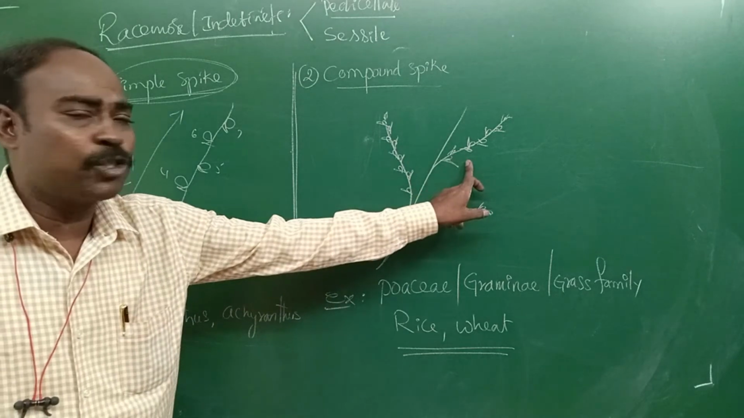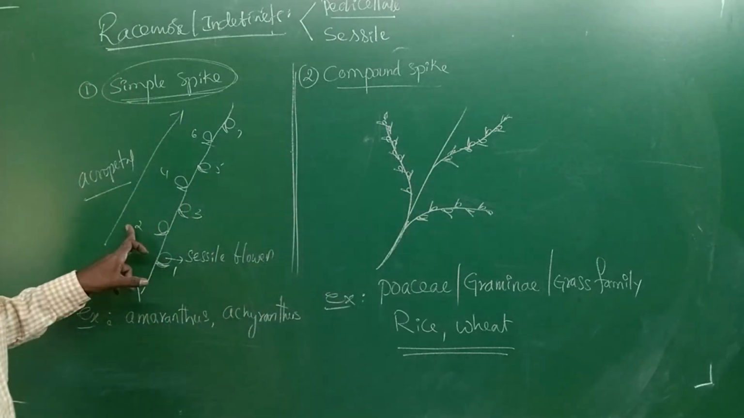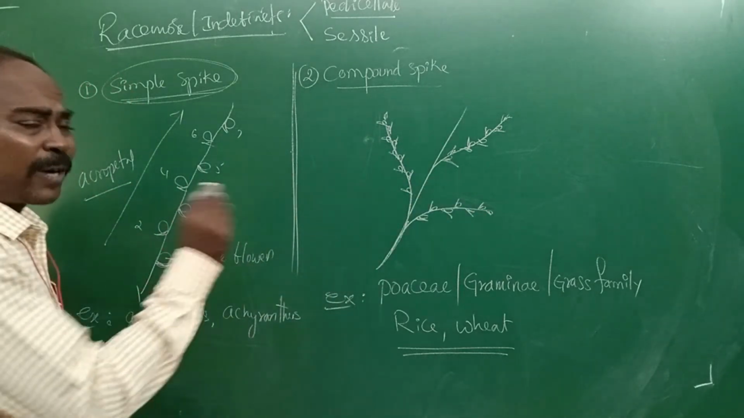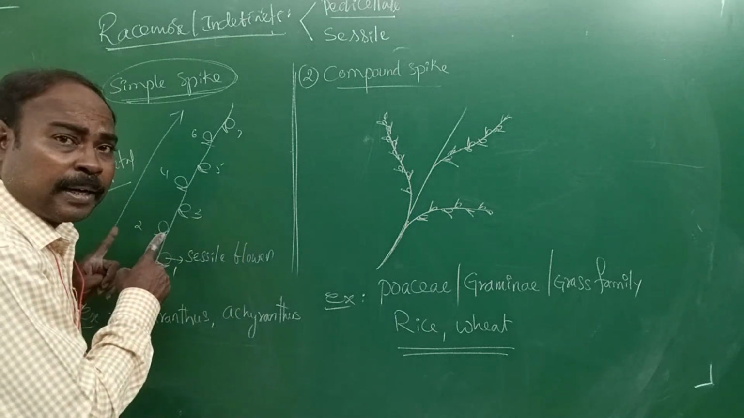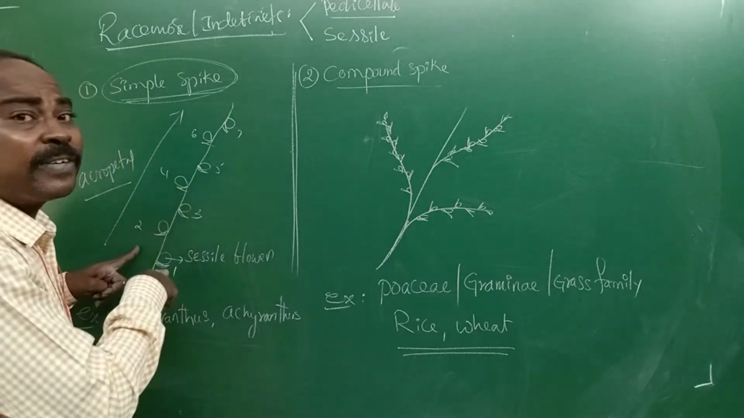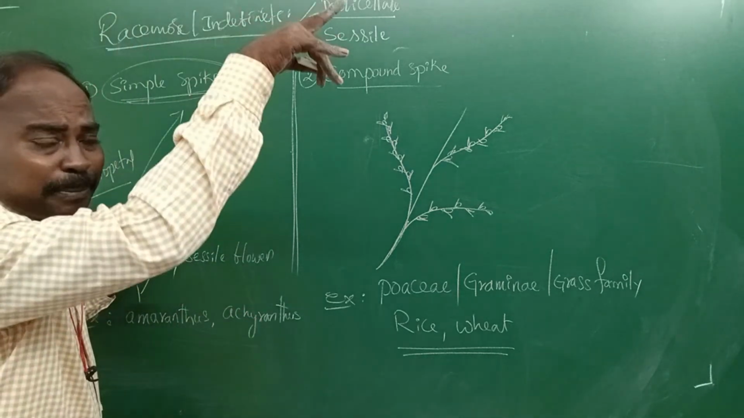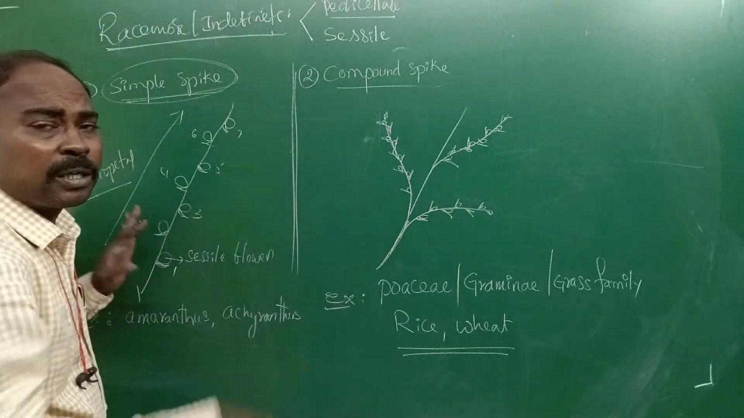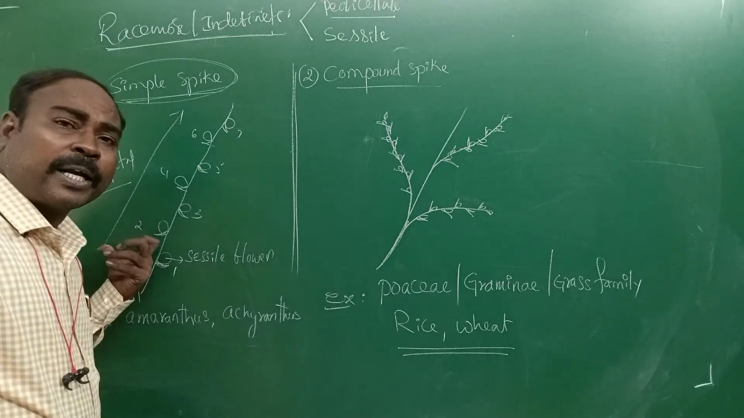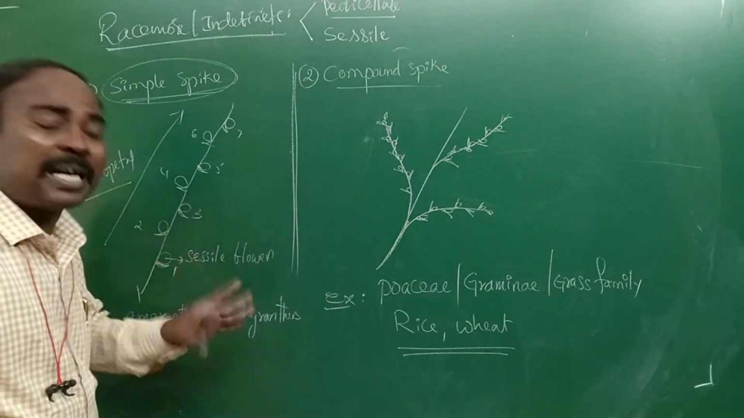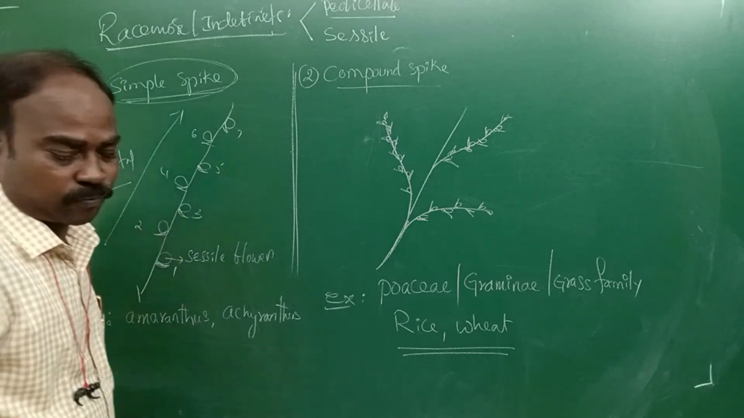Here the peduncle is branched. Each branch looks like a simple spike. Right? What is spike? Racemose, sessile flowers are found. Flowers do not have a stalk. Simple raceme means flowers have a stalk. Simple spike means on the inflorescence axis flowers do not have a stalk. That is the main difference.